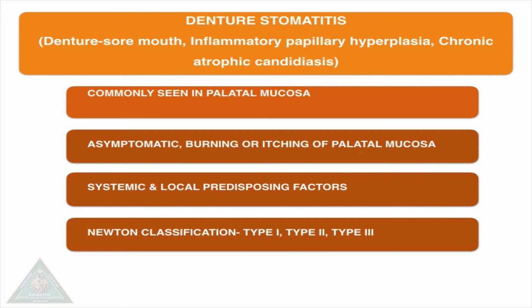in the palatal mucosa. It is usually asymptomatic, but sometimes the patient may complain of burning or itching of the palatal mucosa. Etiology for denture stomatitis can be classified into systemic and local factors. Systemic factors include hormonal imbalance, old age, and diabetes mellitus, whereas local predisposing factors include irritating denture or ill-fitting denture and xerostomia.